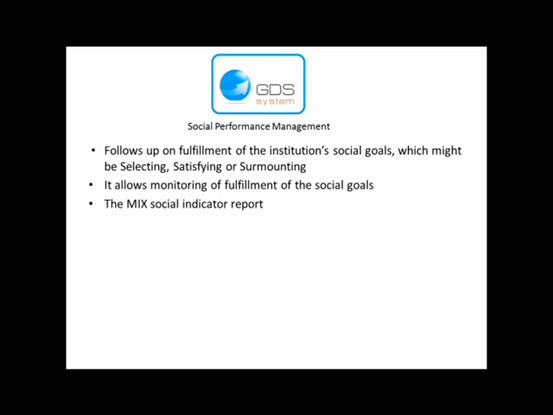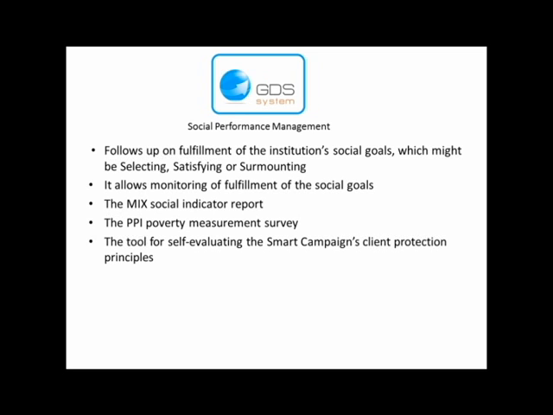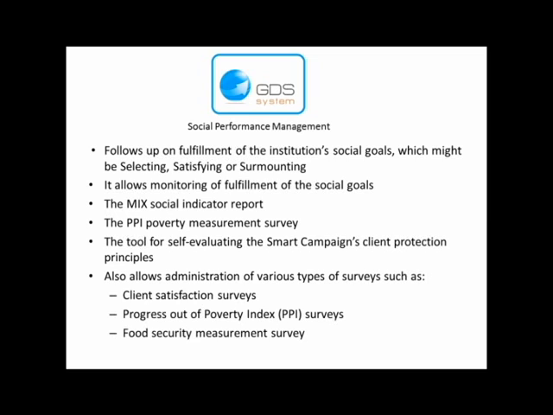The Mix Social Indicator Report. The PPI Poverty Measurement Survey. The tool for self-evaluating the SMART Campaign client protection principles. It also allows administration of various types of surveys such as client satisfaction surveys, Progress Out of Poverty Index (PPI) surveys, and Food Security Measurement Survey, also producing combined reports using social and financial indicators.